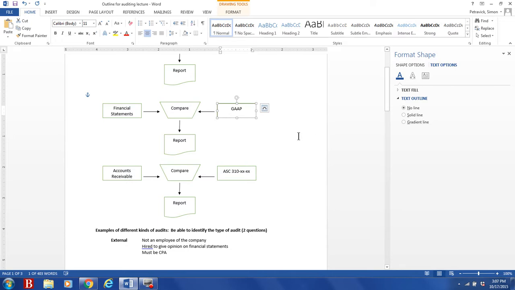Now, there's a lot of things in financial statements, so when the auditor does the work, we break it down by component. So there'll be somebody assigned to audit cash, there'll be somebody assigned to audit receivables, there'll be somebody assigned to audit inventory, and so forth.